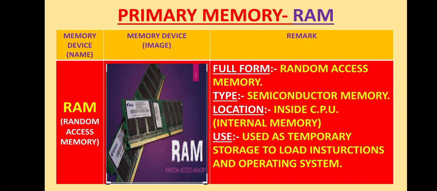Primary memory, RAM. RAM is called random access memory. It is a semiconductor memory. It is located inside the CPU on the motherboard of a computer. Therefore, it is also called the internal memory of a computer. It is used as a temporary storage to load instructions and operating system.